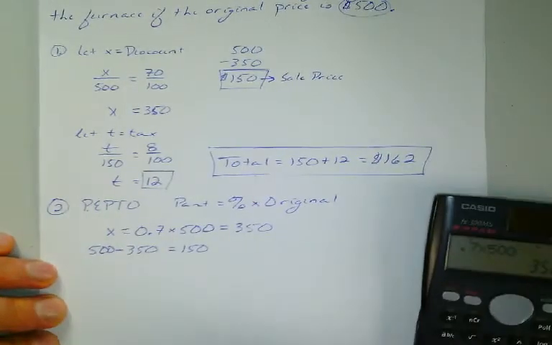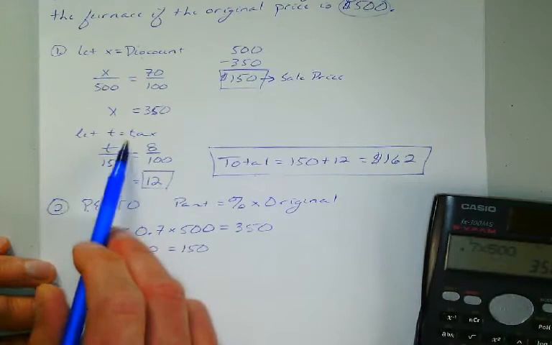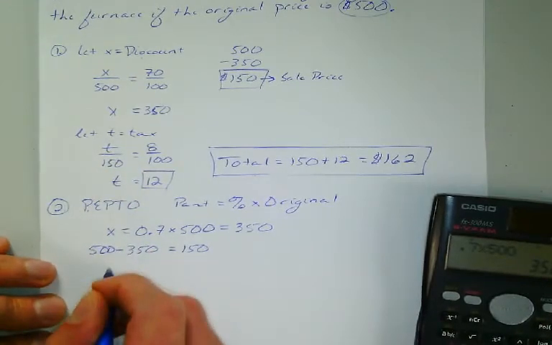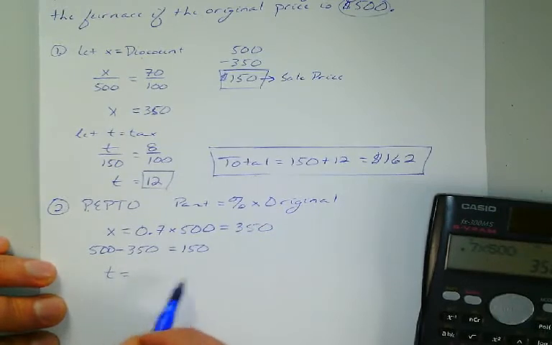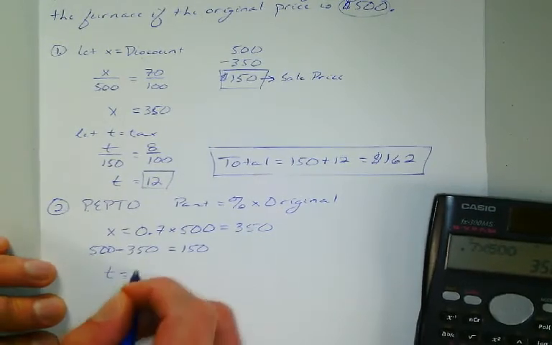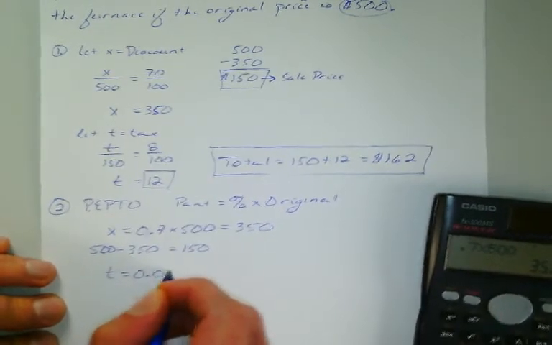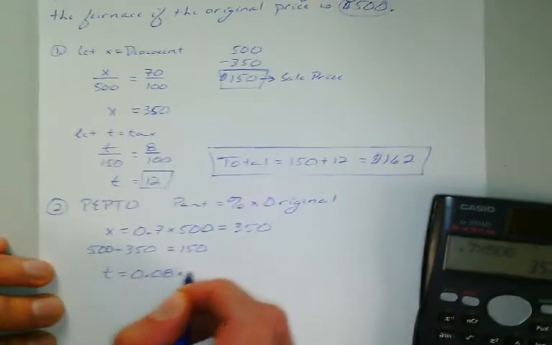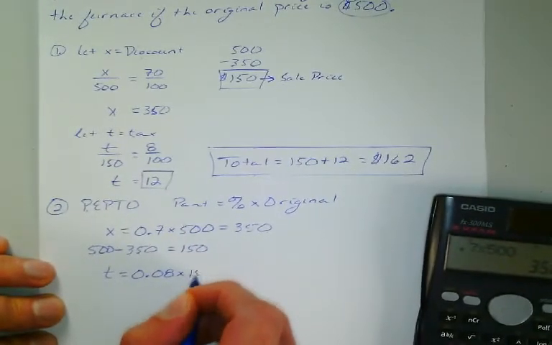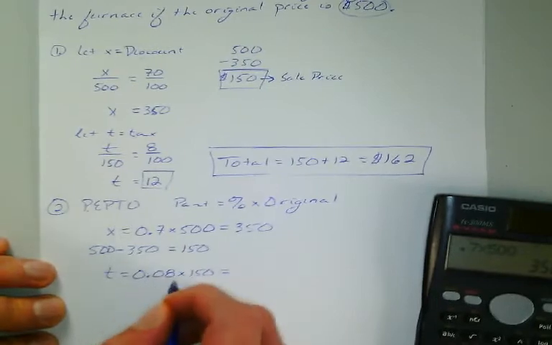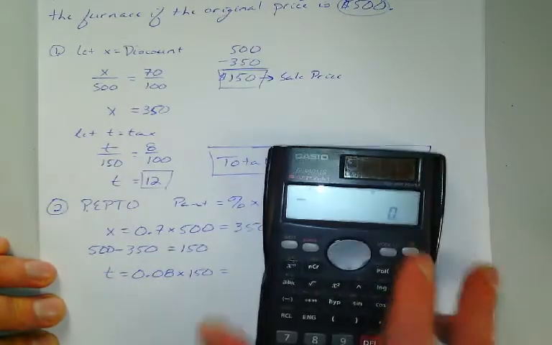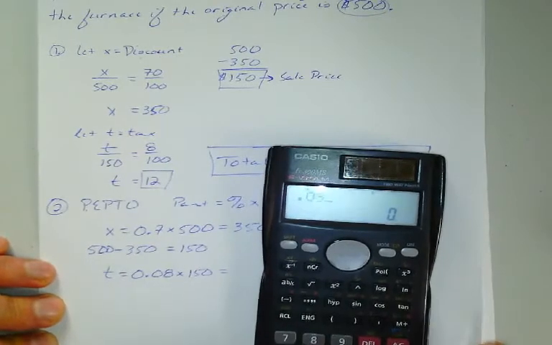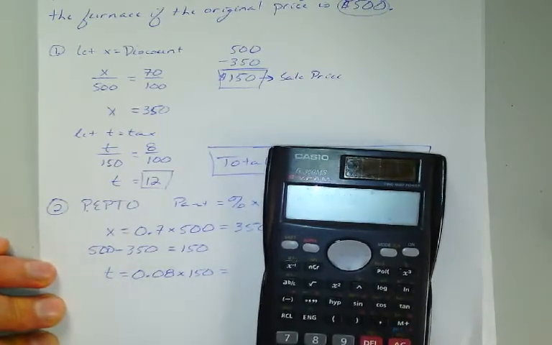Now, let's do the tax. I'll use the same let statement as above. T equals tax. So I have T, my part, equals percent times original. The percent for the tax is 8%. So that's 0.08 times the original, which is now 150. And 0.08 times 150 gives us 12. Let me make sure. 0.08, or 8 hundredths, times 150 gives us 12.